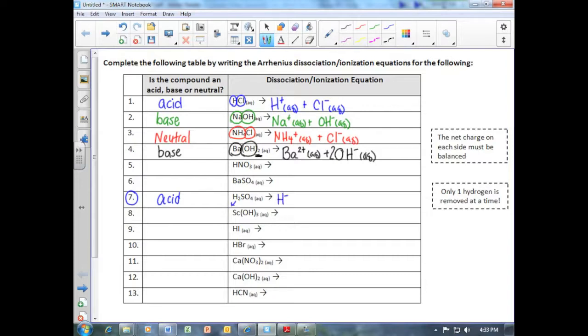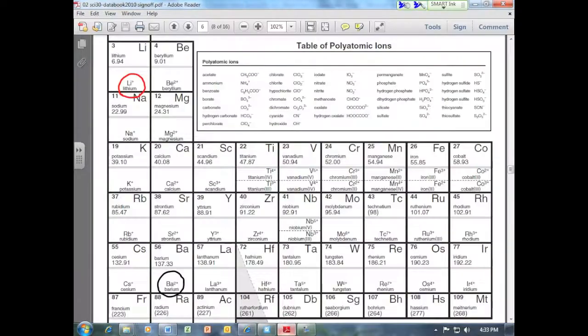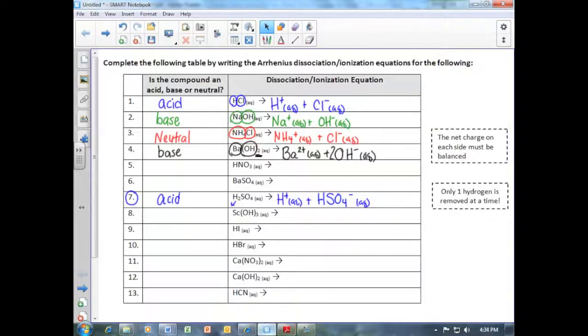So in this question, if 1 hydrogen separates, what we have left is not just an SO4 or sulfate ion, but HSO4. HSO4 has a 1 negative charge. Once again, if you're not sure, you can check the data booklet under the polyatomic ion section. Hydrogen sulfate. This dissociation equation is now balanced because we have 2 hydrogens on the reactant side, as well as 2 hydrogens on the product side, and an SO4 ion on the reactant side, and an SO4 ion on the product side.